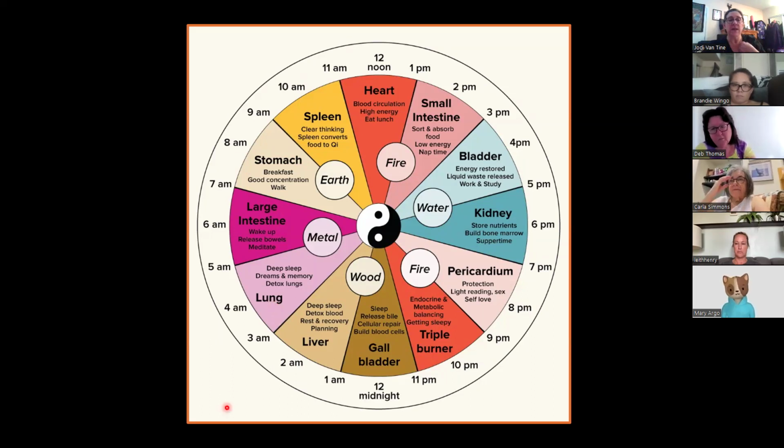But the energy starts at the lung meridian, it comes right out here, right in front of your shoulder on your chest, and then it circulates through the large intestine, goes to the stomach and the spleen, then the heart and small intestine, bladder, kidney, pericardium, triple burner, gallbladder, and liver. And then it goes through the governing vessel, which isn't in the horary clock, back to the lung channel.